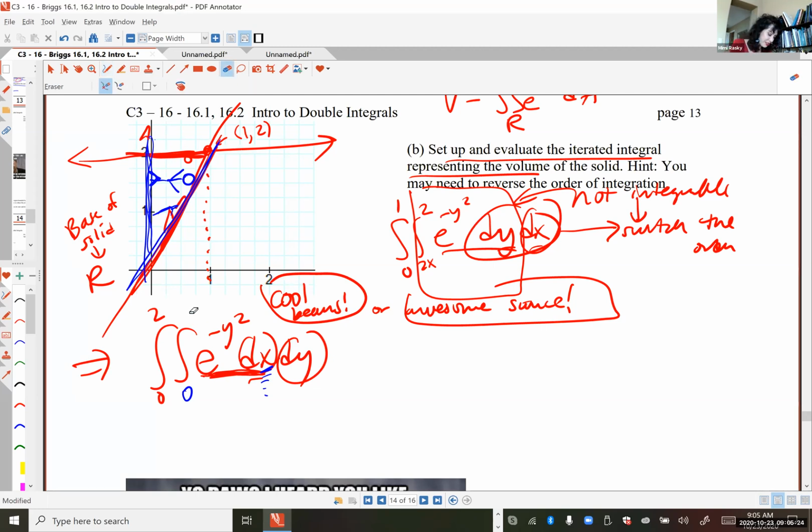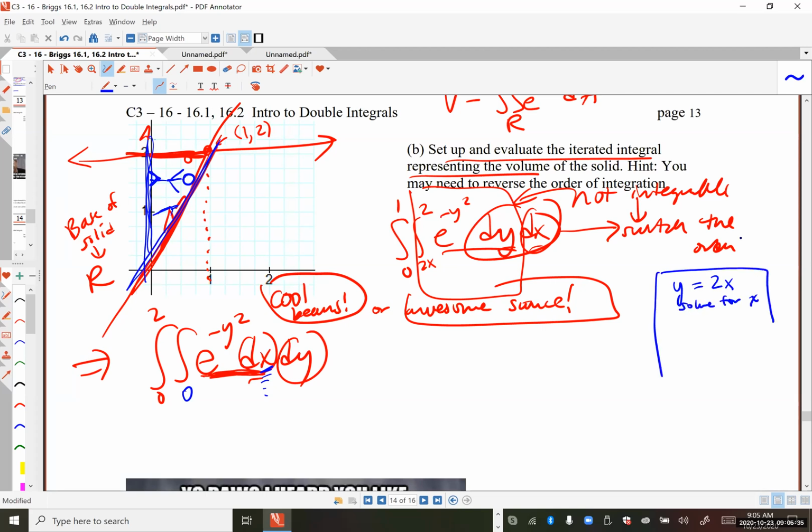So what are you going to put there instead? Y over 2. Okay, how did you know that? I just got it in terms of y from the line equation. Over here, I'm doing some scratch work. You need to solve the line equation for x, so it's written as a function of y. Now you can go like that, y over 2. And now we're good to go.